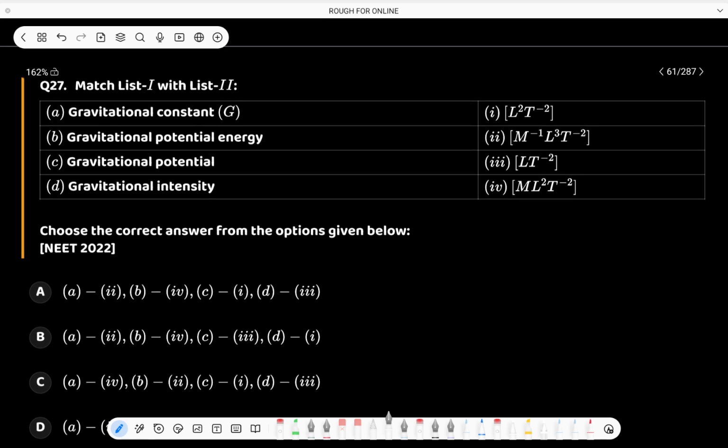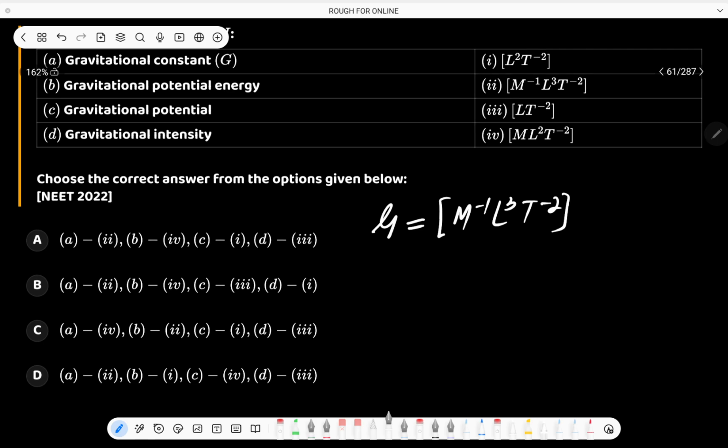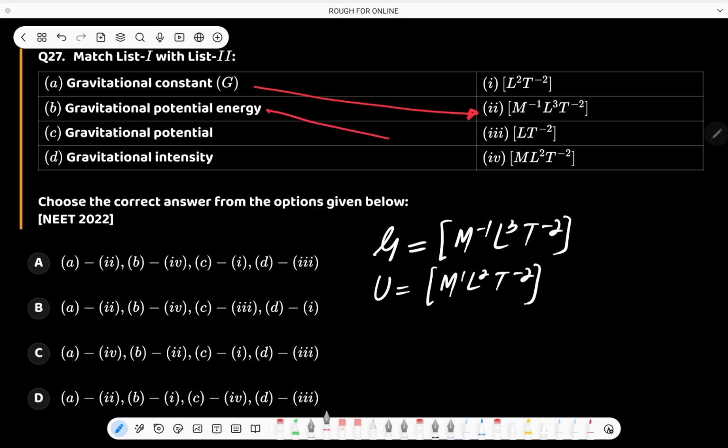All right, first and foremost there is the gravitational constant G. Its dimensional formula is M^-1 L^3 T^-2, which implies A matches with the second. Then gravitational potential energy U, it is simply potential energy, its unit is joule. Its dimensional formula is M^1 L^2 T^-2, which means B matches with the fourth.